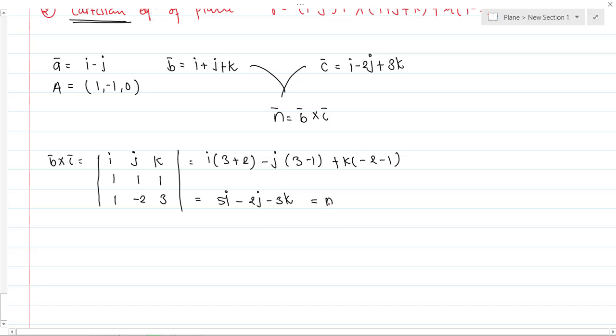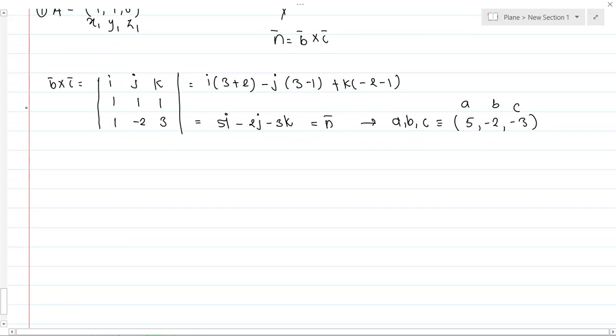This is what the n bar is. Then can you tell me the values of a, b, c? Just take the coefficients of i, j, k. So a is 5, b is minus 2 and c is minus 3. This is the direction ratio of the normal vector. So you have two parameters. The first is the point through which the plane is passing, which is x1, y1 and z1. The second is a, b and c. Just make use of the second formula and substitute and you will get the answer.